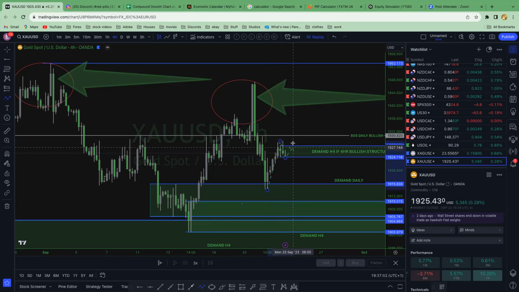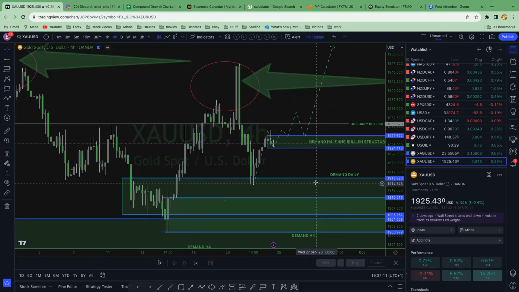So we want it to form more structure, boom, break through, pull back, something like this. We want it to form more structure, literally. So that's what we're waiting for right now on gold, for it to show us it's going to continue this bullish structure.